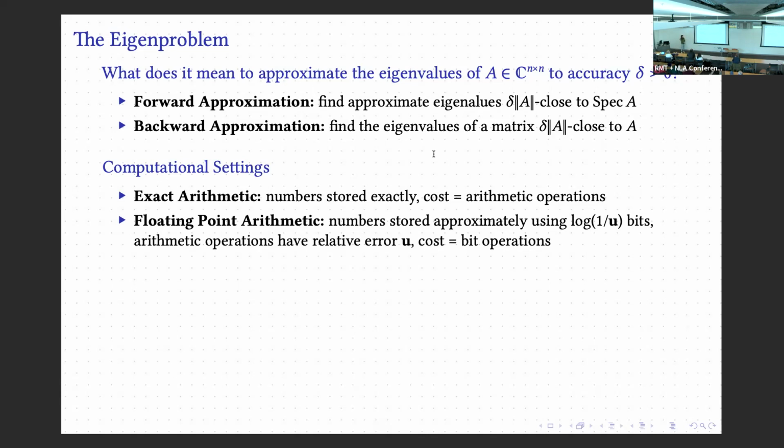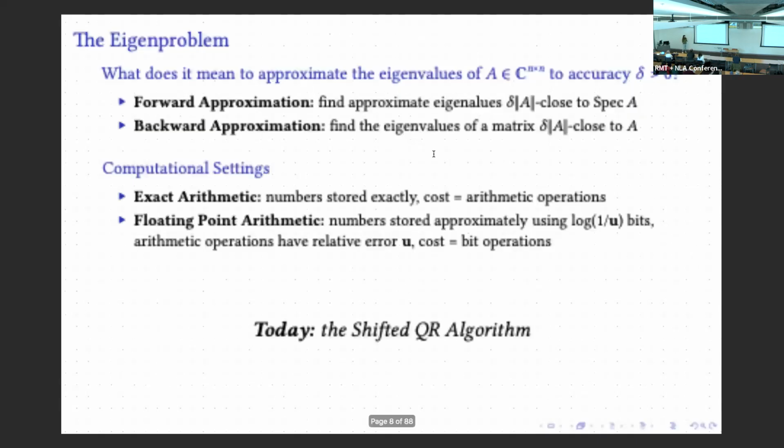And so the work I'm going to be talking about today ultimately is about solving this backward approximation problem in floating point arithmetic. But for most of today, we're going to be talking about exact arithmetic, because that's where a lot of the meat of the particular algorithm that I'll be talking about lies. And then I'll talk at the very end about how you can move from exact arithmetic to floating point arithmetic.